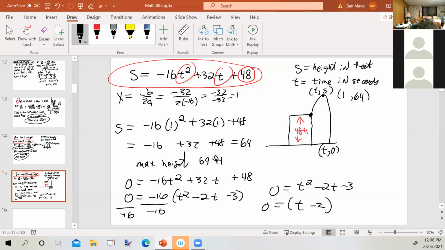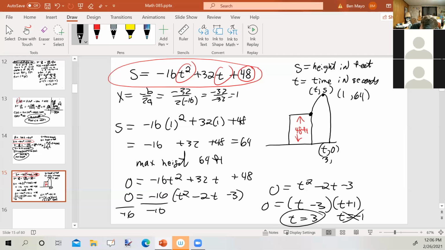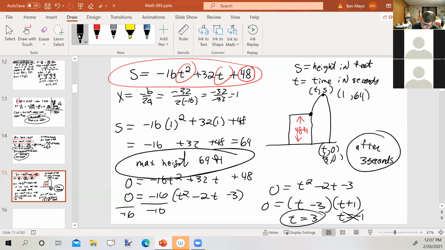Okay, so this is going to be what? -3 and +1. So t equals 3, t equals -1. Now, time can't be negative, regardless of what they tell you on Star Trek or science fiction movies. So that one's out. So t equals 3. So this would be at 3, 0. So when does it hit the ground? After 3 seconds. Okay, maximum height is there. Time after it hits the ground after 3 seconds.